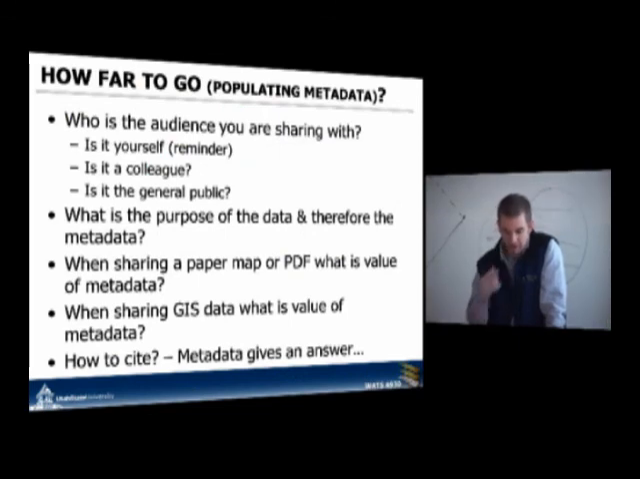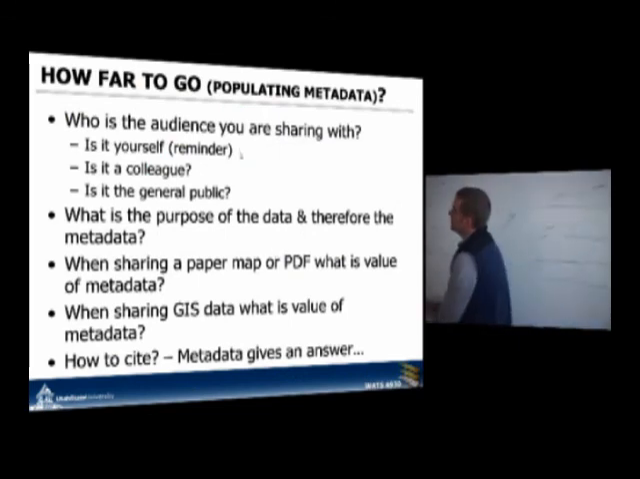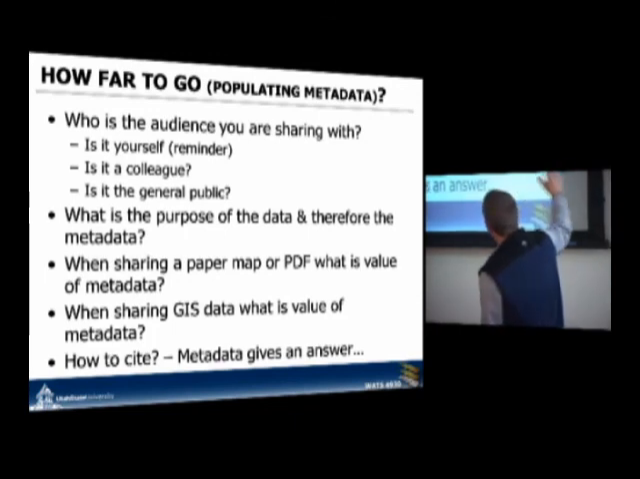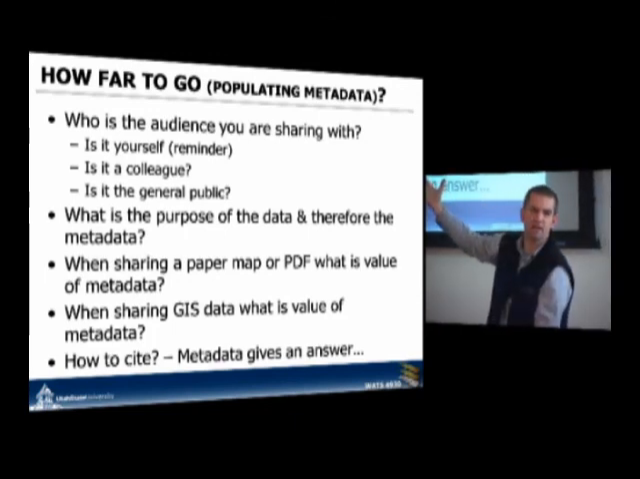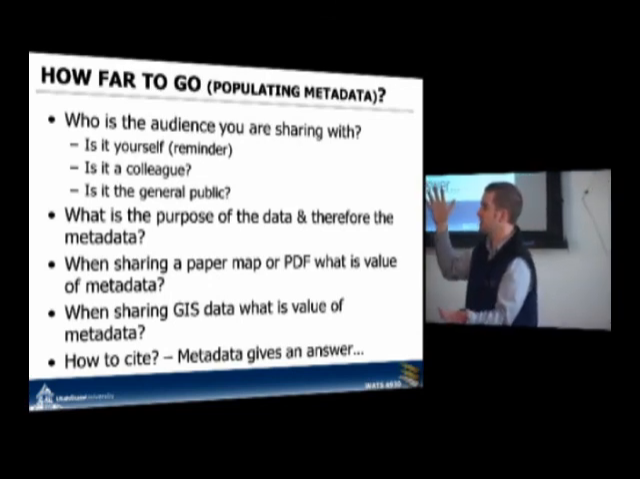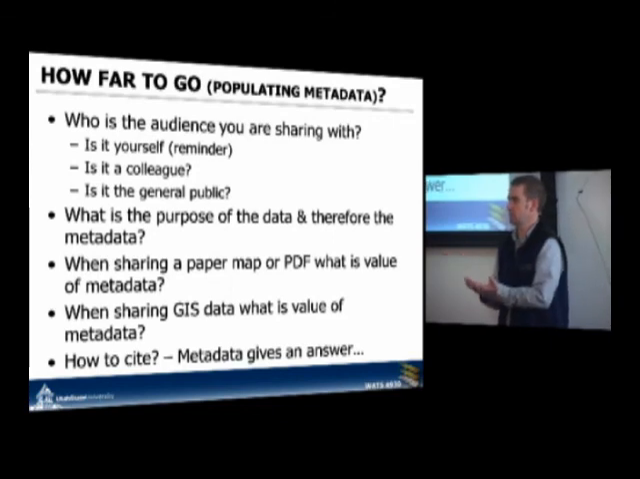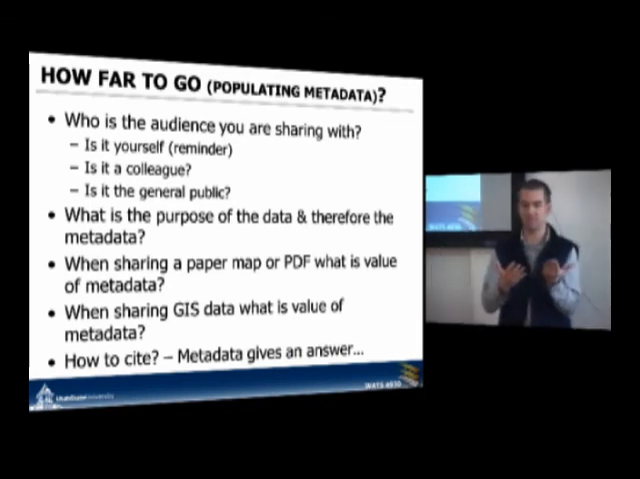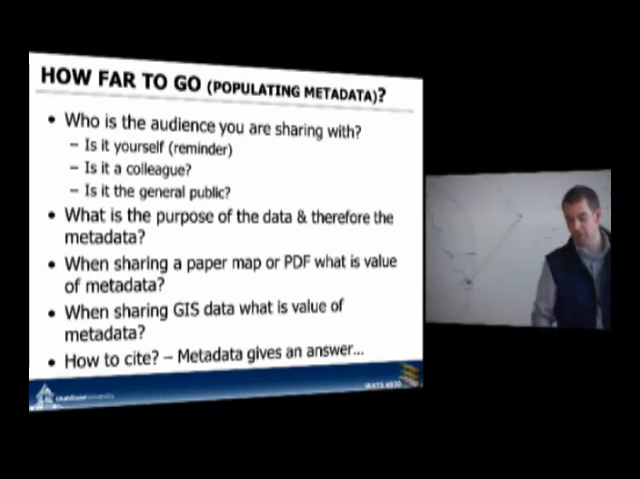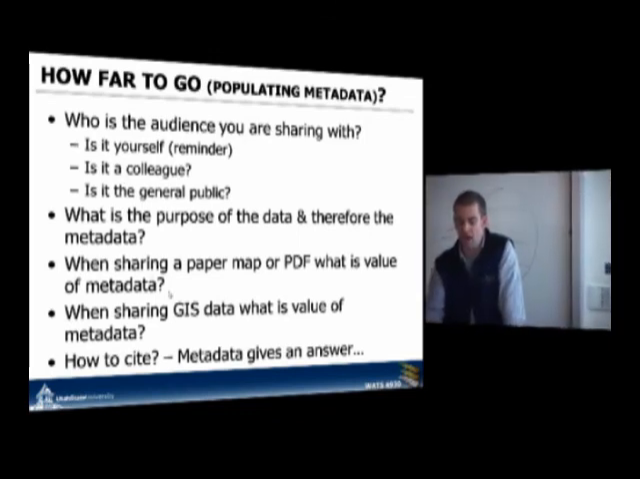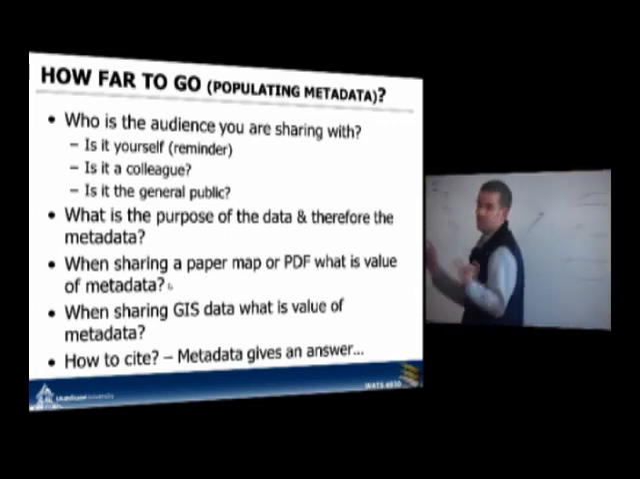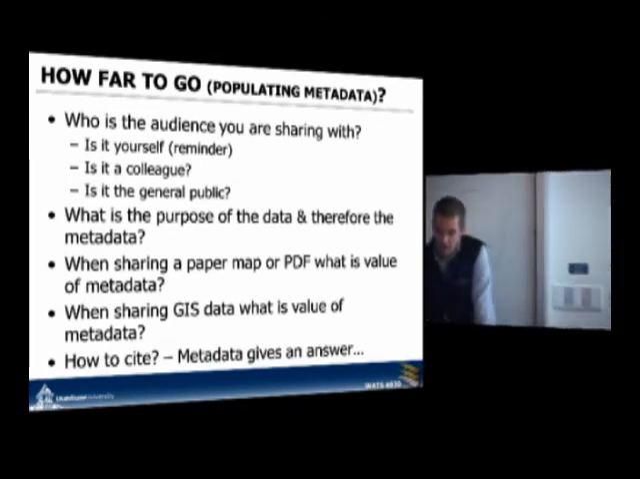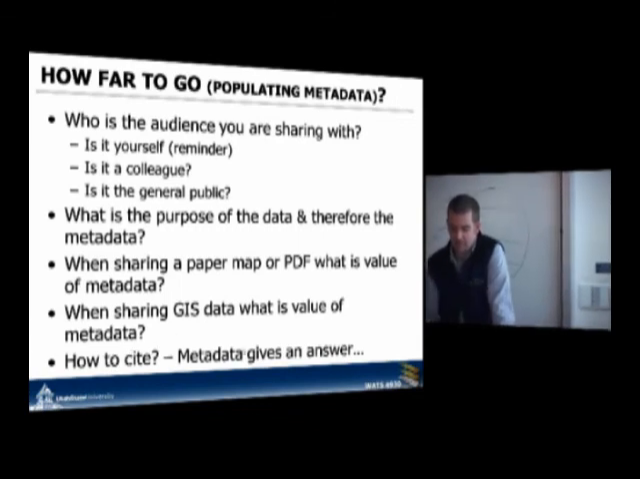Okay, so how far do you go is basically some common sense questions that we just raised. Who's the audience? We talked about what's the purpose of the data and therefore the metadata. When you're sharing a paper map or PDF, what's the value of metadata? Because I've got different layers there. So what sort of metadata should I have with a static map? Depends on the purpose. It depends on how much information you need to provide to that person for them to judge whether or not your paper map is fulfilling its purpose. You can get a feel for this from, say, the USGS 7.5-minute quad and the information it puts around the sides of those maps to tell you how that data came about. And then how to cite, metadata can give the answer to that.